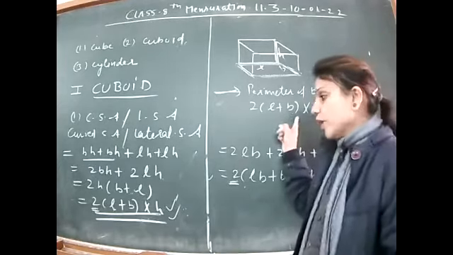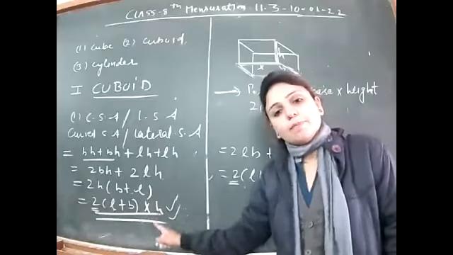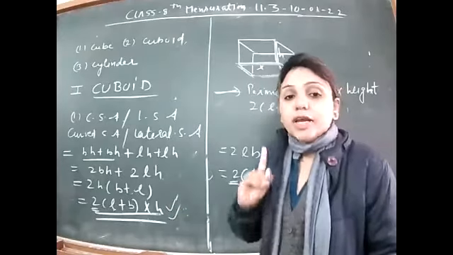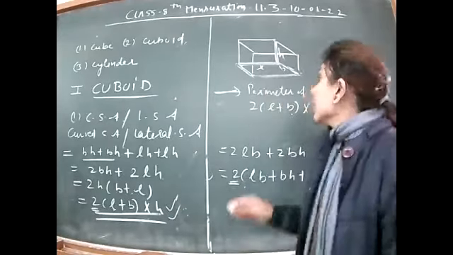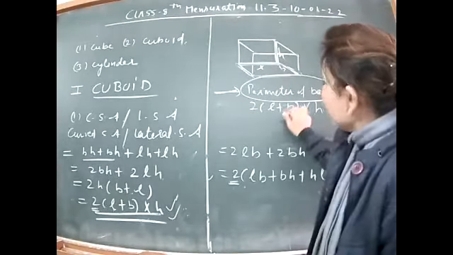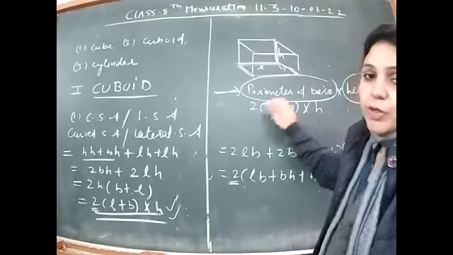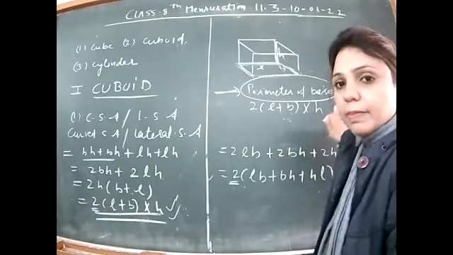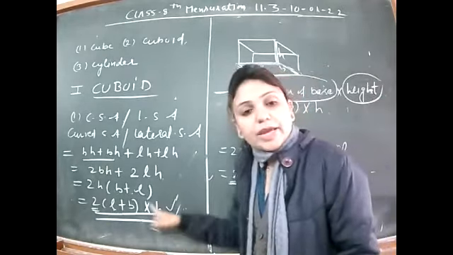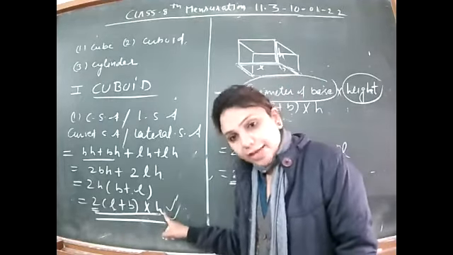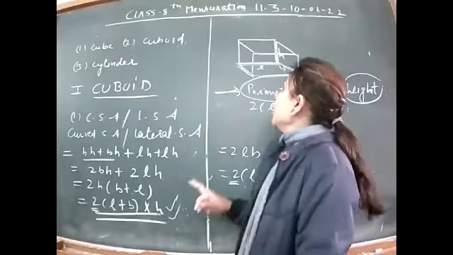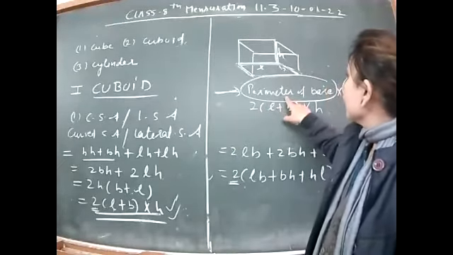Why am I telling you this way? Otherwise, you remember it like 2 into (L plus B) into H. That is okay, right? But why am I telling you this way? Sometimes in a question it is written, you are given the perimeter of the base and the height, and you have to find the curved surface area, and that will be 2 into (L plus B) multiplied by H. So remember the formula like 2 into (L plus B) multiplied by H, but also remember that curved surface area is obtained by using the basic formula: perimeter of base into height.